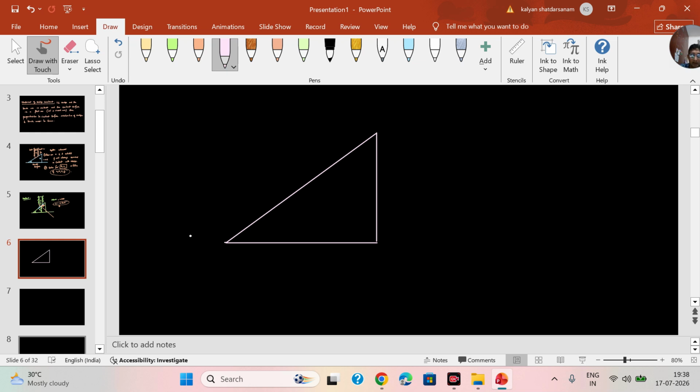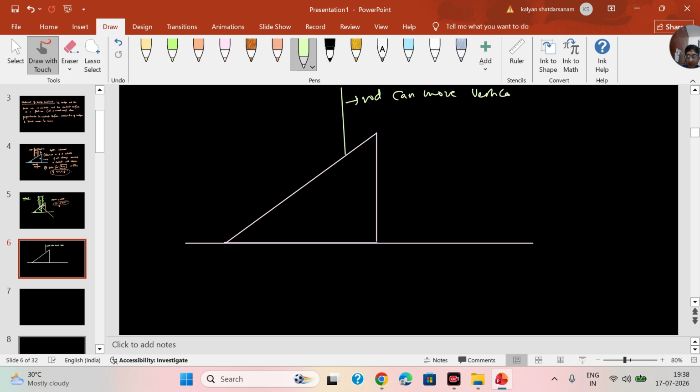Something like this. Let me draw the ground also. This is the ground. I will show the rod like a line here for convenience. Maybe I'll show it here. I'm showing it as a line for convenience. This rod can move only vertically. Why? Because there are walls which won't allow it to move horizontally.